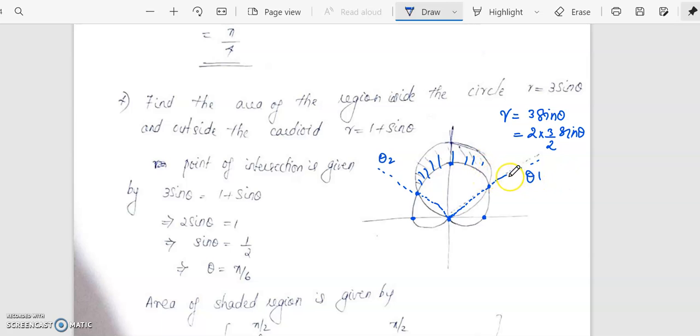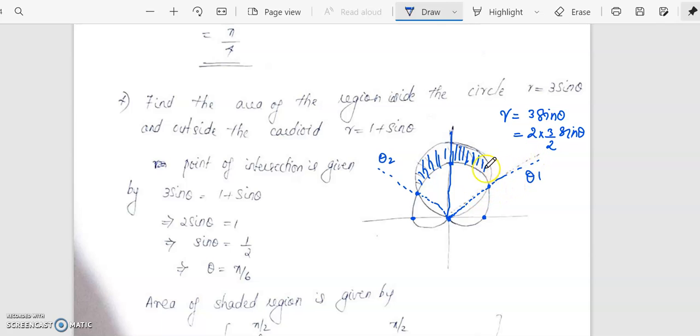So now, if you look at this figure, by symmetry, this area is actually the same as this area. So instead of integrating from theta 1 to theta 2, I can integrate from this ray to this ray, and then take 2 times this difference. So that will be again the same. So we will do in that form. Before that, let us find what is the value of this theta 1.